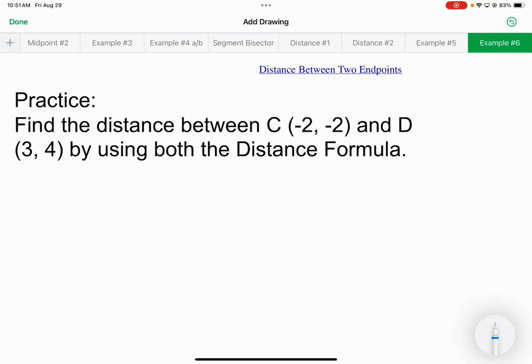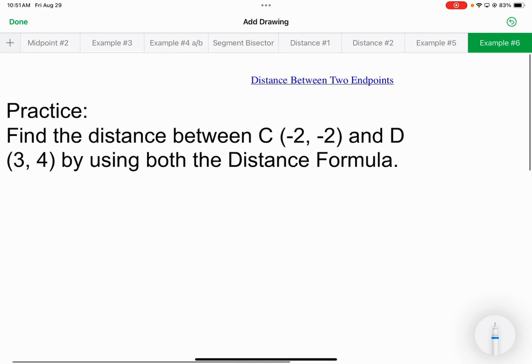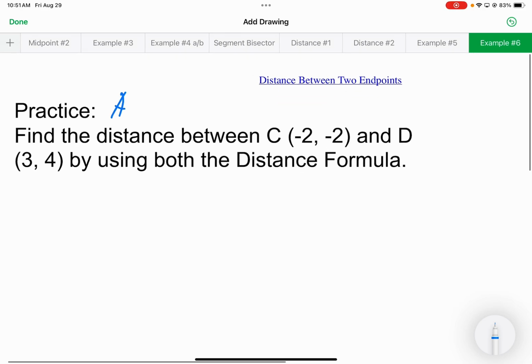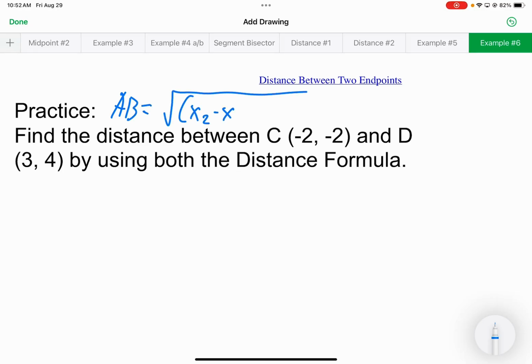Probably should have written that on the board for you. If you forgot what the distance formula was, I'll write it up here for you. Another equivalent form of the distance formula is x1 minus x2 squared plus y1 minus y2. As long as you're consistent with the order that you pick your coordinates, then you should be perfectly fine.